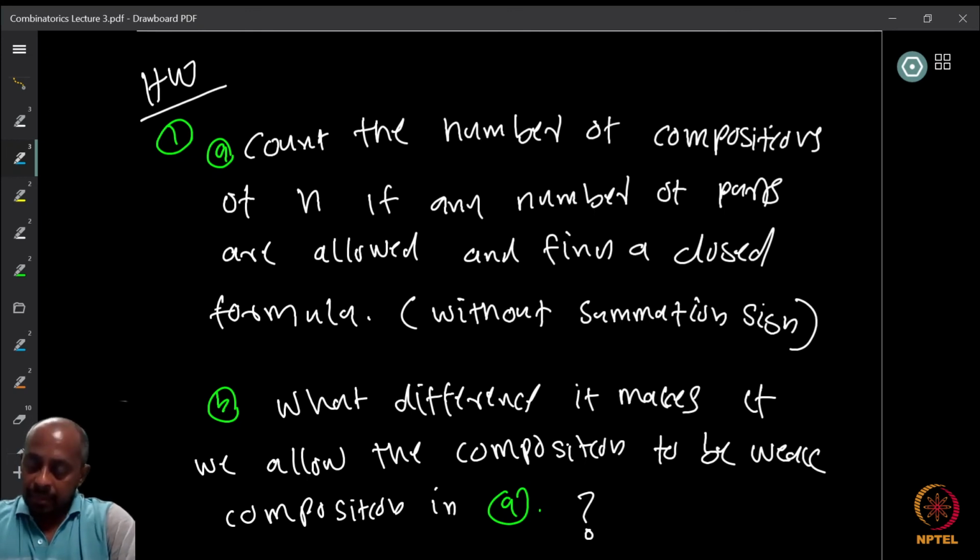And the second part of the question is: what difference does it make if we allow the composition to be a weak composition? Okay, so in the first part we are saying count the number of compositions of n and find the closed formula. Now the second question is: what difference does it make to this closed formula if we allow the weak composition instead of the composition?